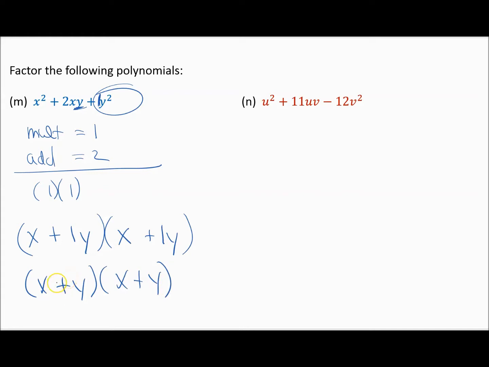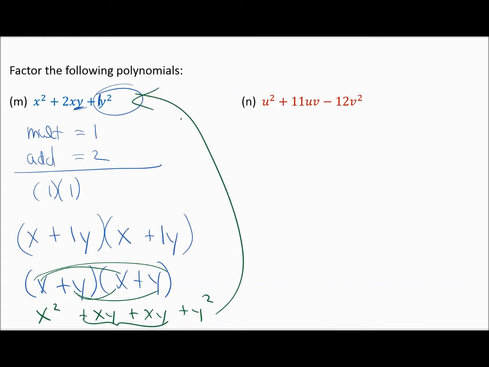Let's check it, though. So we're checking in a different color here. So x times x is x squared. x times y is xy. y times x is yx, but I'm going to write it as xy. And y times y is y squared. When I add these two together, that gives me 2xy, which is my original problem. It does check out. So my answer is this guy right here, x plus y times x plus y. The 1 in front of the y is not incorrect. It's just not completely simplified.